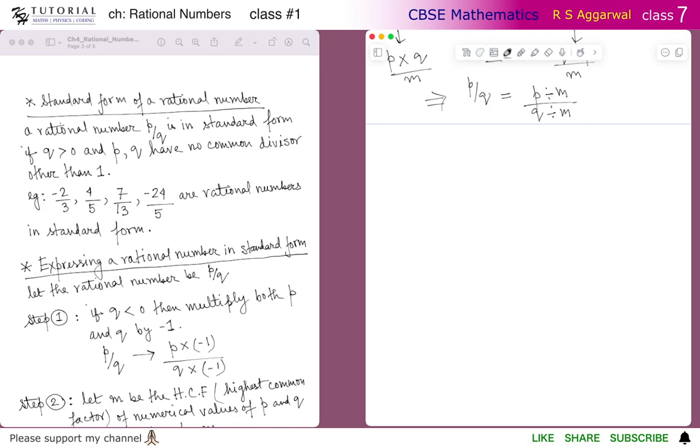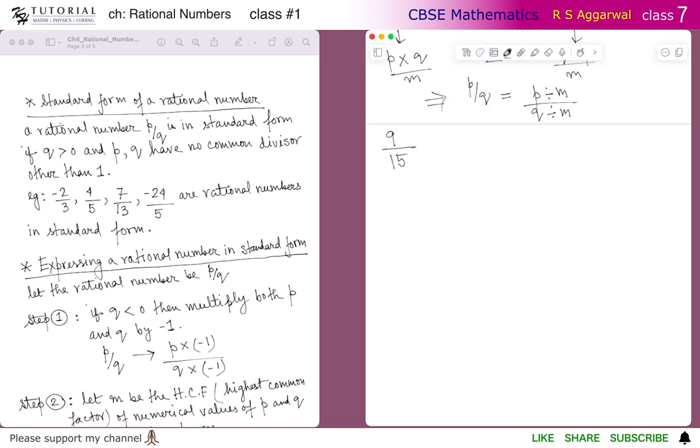So let's say we have a rational number, 9 by 15, and we are asked if this is in standard form or not. The denominator 15 is positive, fine. First condition satisfied. The second condition is that the HCF, the highest common factor.